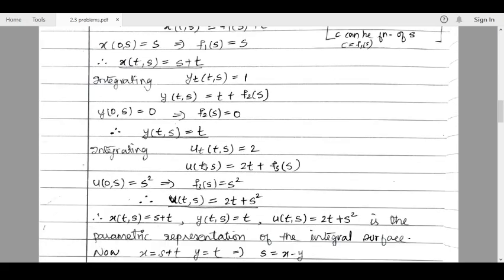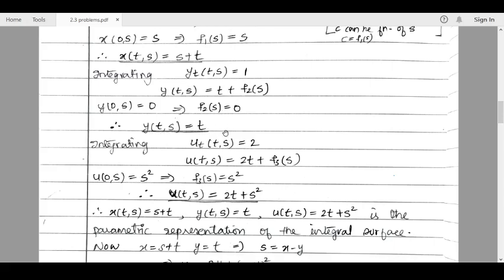We got the x value of x. Okay. Now again we have the second equation, that is y_t(t, s) is equal to 1. Again you have to integrate in the same way. So we get y is equal to t plus f2 of s. Okay, another function f2. Now we apply the initial condition y(0, s) is equal to 0. So when you put t equal to 0, y is 0. This implies f2 is 0. So we'll get y(t, s) is equal to t.